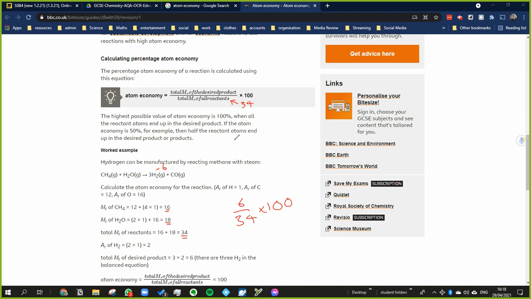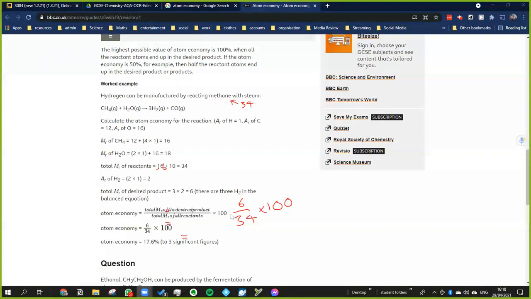All right. Let's just scroll down to make sure I've not embarrassed myself. There you go. 6 over 34 multiplied by 100, and that gives you an atom economy of 17.6%. Does that make sense?